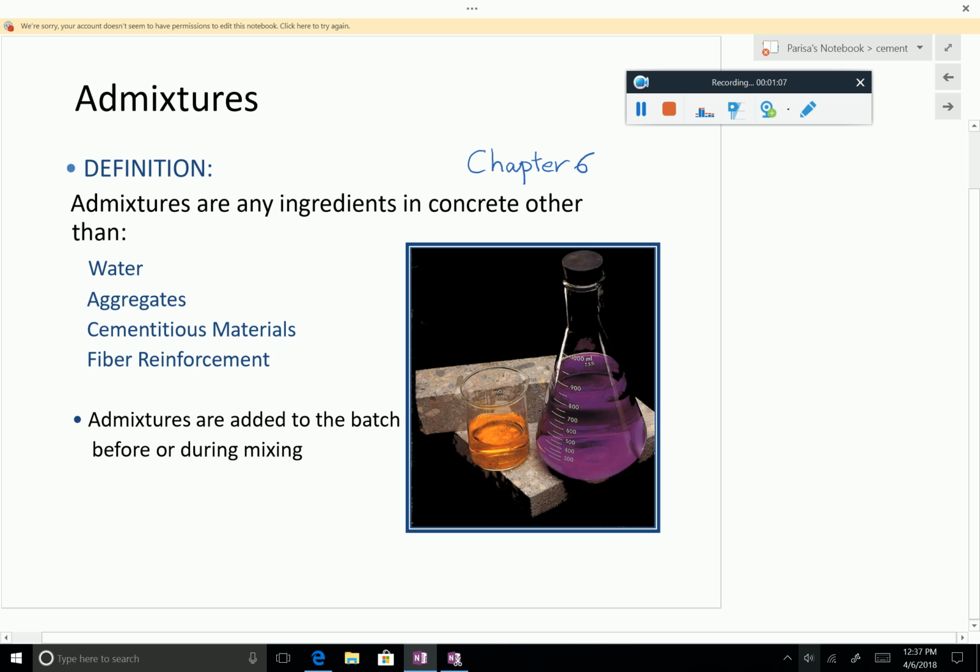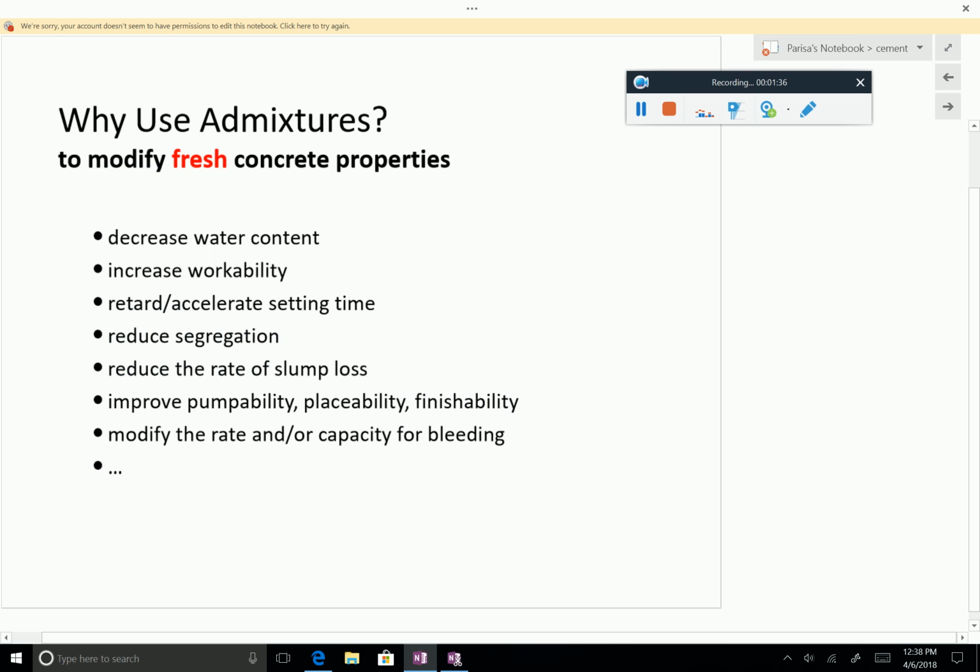Admixtures are any ingredients which are not water, aggregates, cement or cementitious materials, and for example fiber reinforcement. And these materials could be added before or during mixing, and typically we do that to give the concrete some exotic properties.